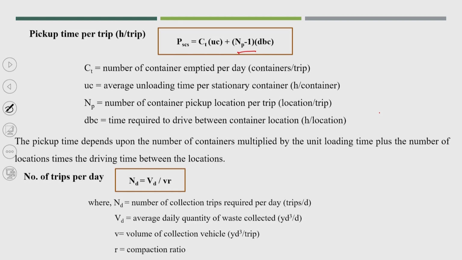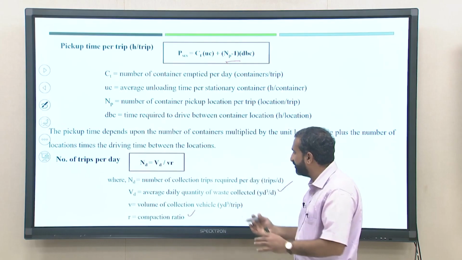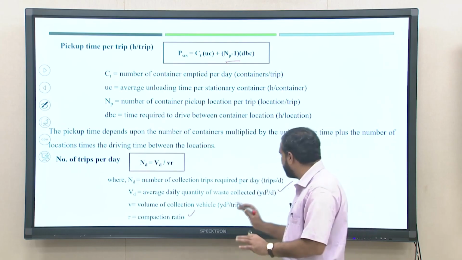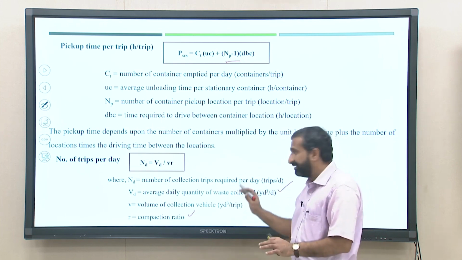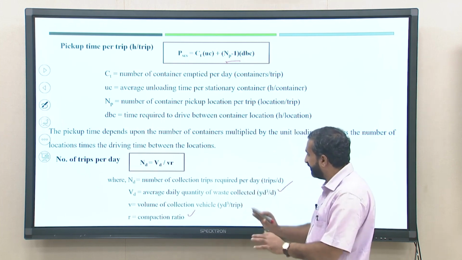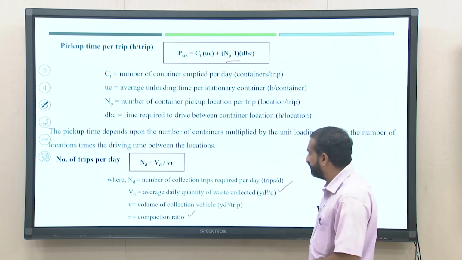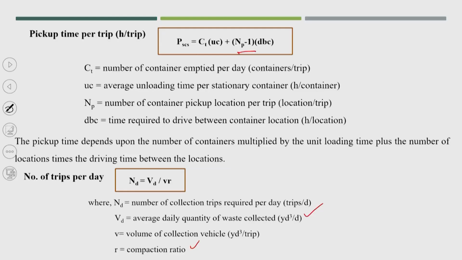You see, here is a very simple equation. The number of trips can be finalized simply if you know the average daily quantity of waste generated and divide it by the volume of collection vehicle, and that volume of collection vehicle will be multiplied by the compaction ratio. If you know the average quantity of waste generated or collected in that particular area, we can calculate the number of trips per day. These formulas are easy to remember.